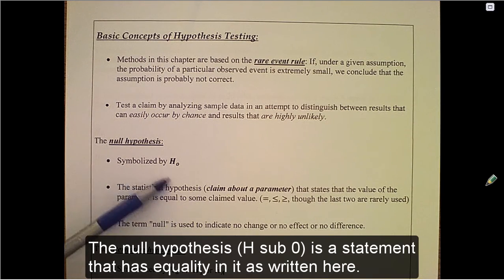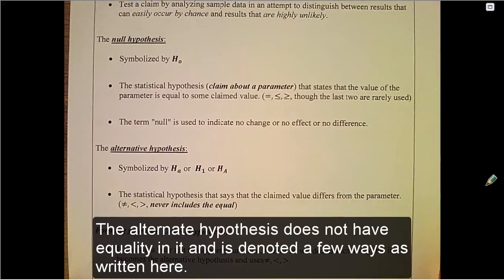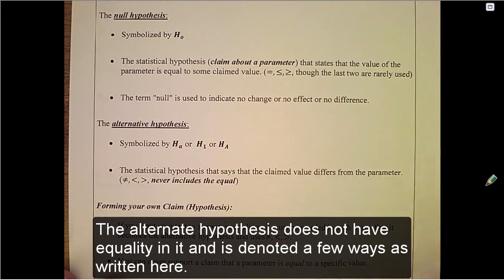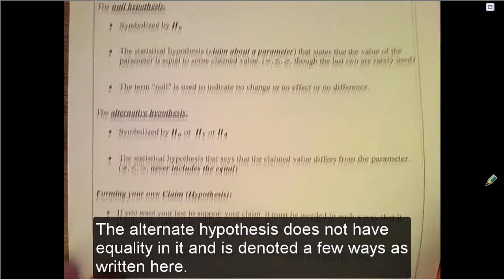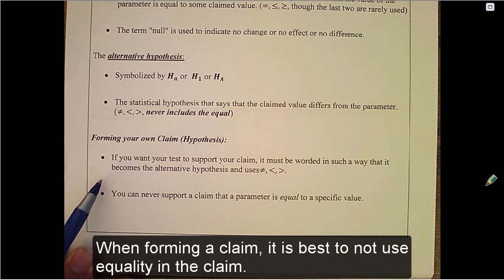The null hypothesis, H sub 0, is a statement that has equality in it, as written here. The alternate hypothesis does not have equality in it and is denoted a few ways, as written here. When forming a claim, it is best not to use equality in the claim.